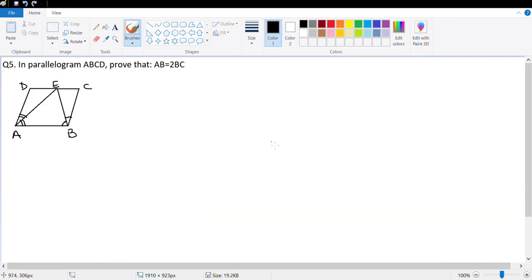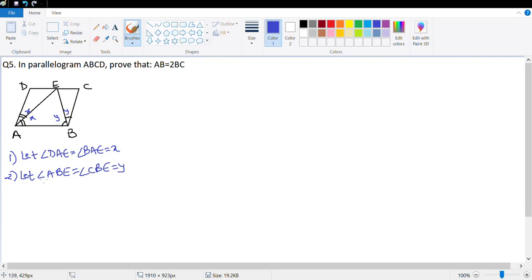The next question that we're doing is question number 5. Question number 5 says, in parallelogram ABCD, there's a diagram given. We need to prove that AB is equal to 2 times BC, and these two angles are given equal. So let this be X, which means this will also be X. This is Y, so this will also be Y. So let's just write. Number 1, let angle DAE is equal to angle BAE is equal to X. Number 2 would be, let angle ABE is equal to angle CBE is equal to Y.